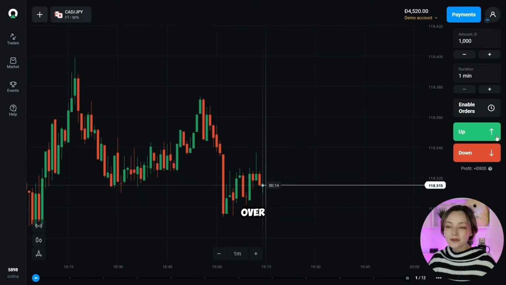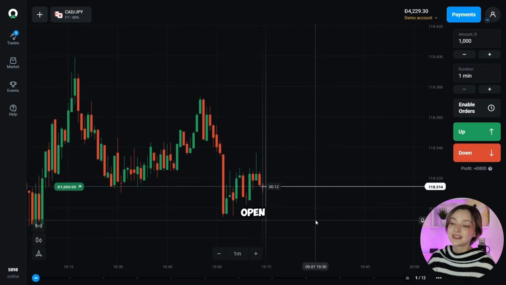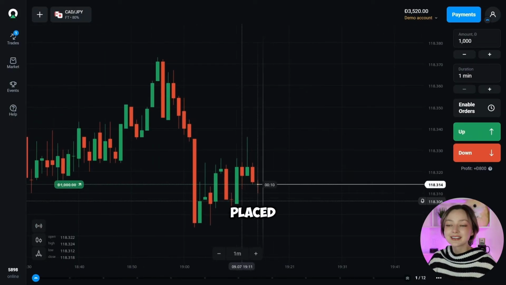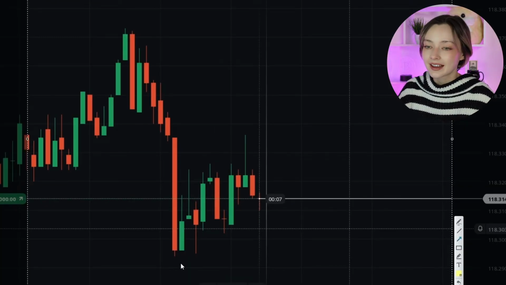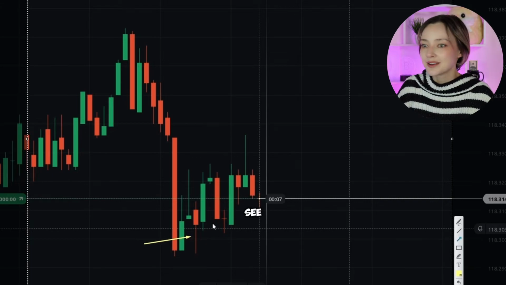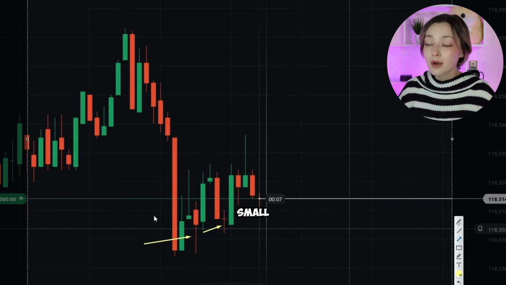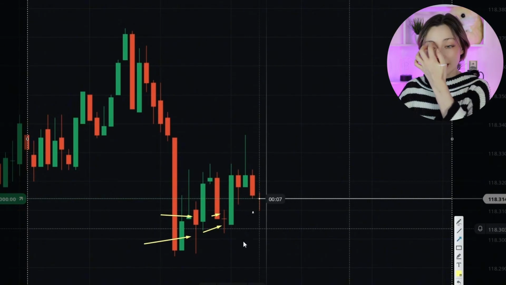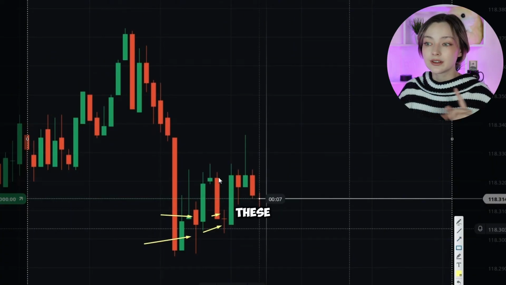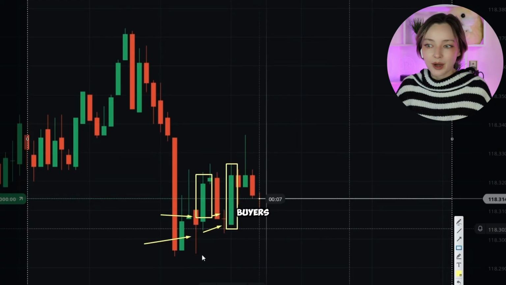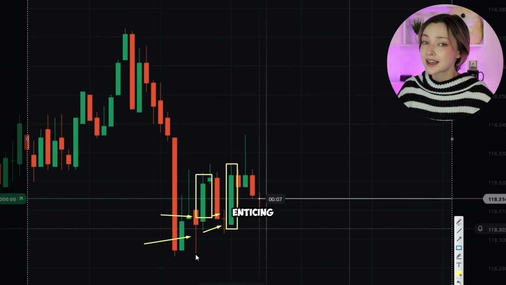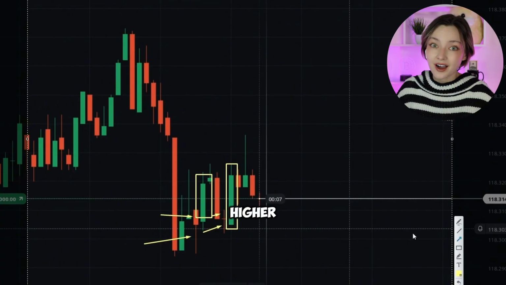So we've moved over to the currency pair and open a trade. Our trade is placed. While it's running, let's take a look at the candles. And again, we can see big downward shadows and small candle bodies. We can also see a nice upward impulse following these candles. This is yet another confirmation of a strong buyer's presence here that is intending to keep pushing the price higher.